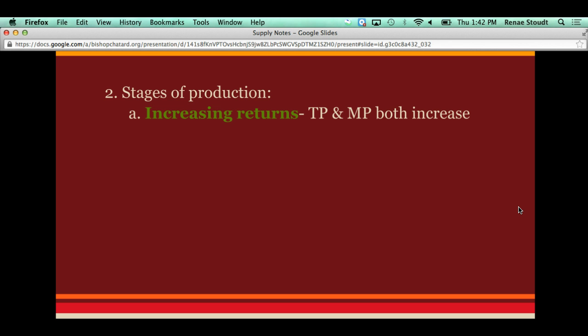And what is going on in increasing returns is we're actually using those resources. Okay? So before, when we started with one person, we weren't using all of our resources. We had desks that were sitting there that weren't being used, or we had paper that was sitting there not being used. So when we have increasing returns, this is where we're actually using our resources.